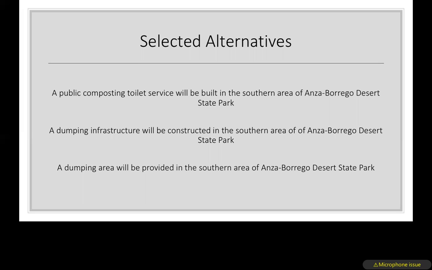Additionally, Anza Borrego Desert State Park is the only state park in California that allows dispersed camping, otherwise known as boondocking, which means you don't have to obtain a permit or pay a fee. So specifically creating these extra sites will serve the boondockers and the van life community.